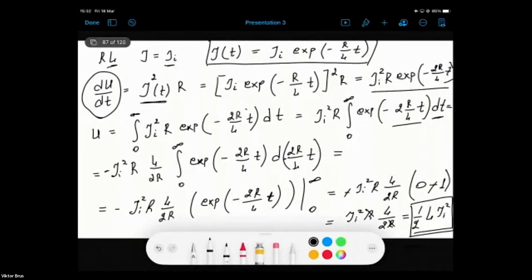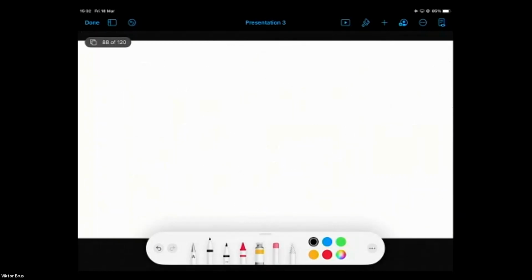So at this point, we can make a transition to our consideration of oscillations in LC circuits. And it can be shown like this. We have a capacitor, we have an inductor, and let's say we have some switch S. So this is plus minus capacitance and inductance.